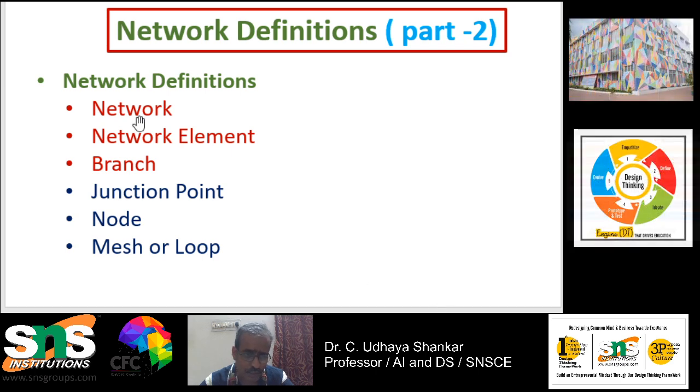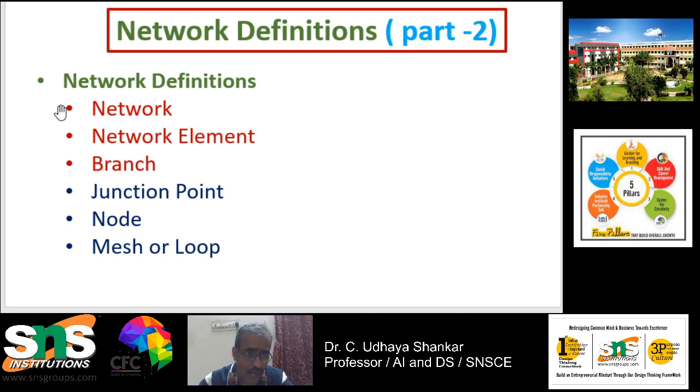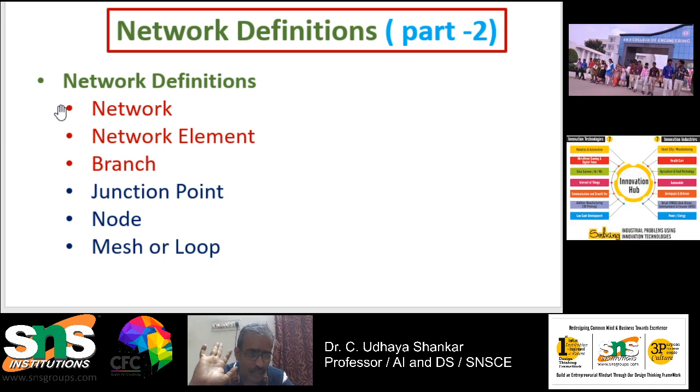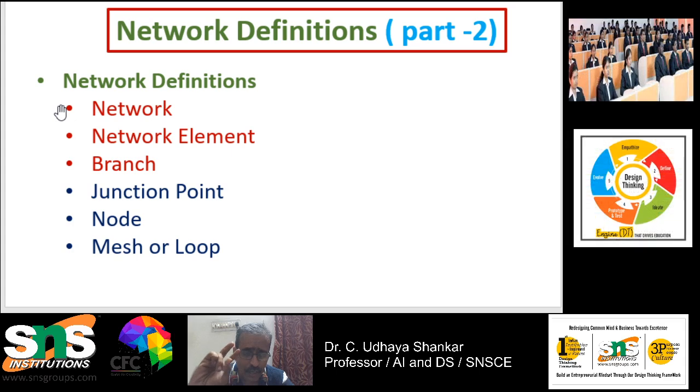So what is a junction point? A junction point is a point where three or more different branches meet. For example, in this figure, the junction points are C and D, where three or more branches meet.